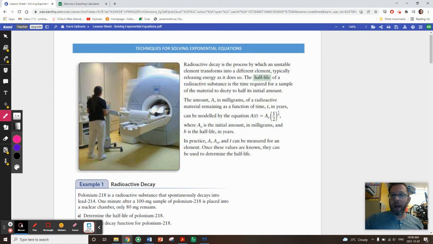But radioactive substances are constantly emitting particles, transmutating into other substances, and we call the half life of a substance the time it takes for that substance to decay to half of its original amount. So if you had 100 milligrams of something, the half life of that substance would be, well, how long does it take until there's only 50 milligrams of it left? And where the other 50 went, that's a matter for chemistry and physics.